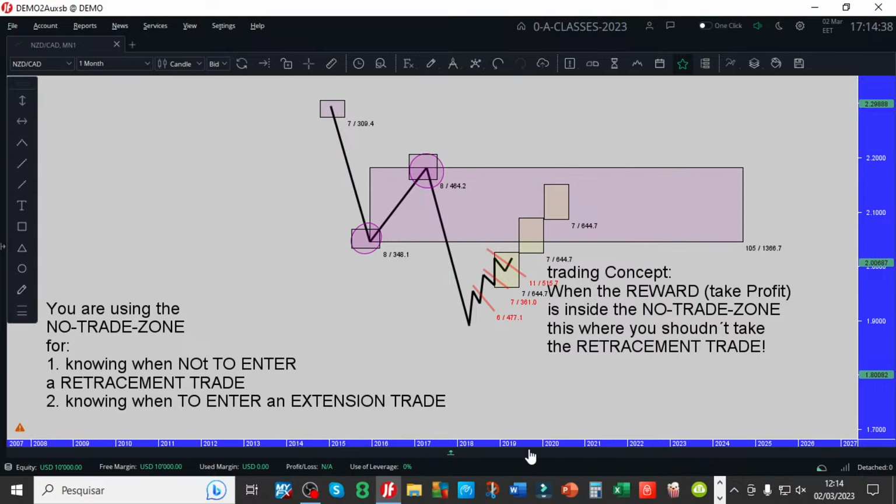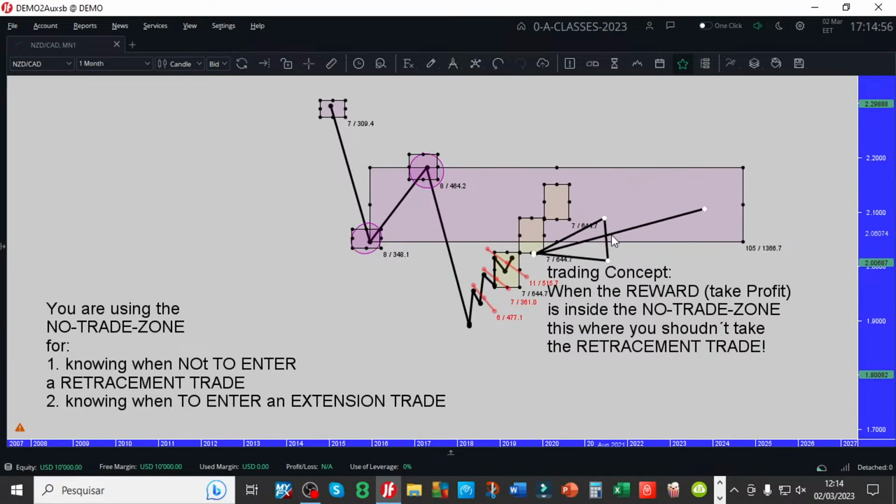Everybody, is the trading concept for retracement trading clear? Type in the chat. Yes, clear, or not clear. It's a no-brainer, right? Where the reward or the take profit, so this was my third trade, counter trendline break, and my reward is inside the no trade zone. This is where you shouldn't take the retracement trade. I should not enter this third trade.